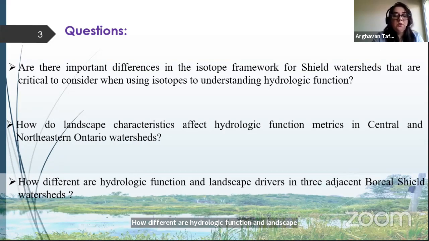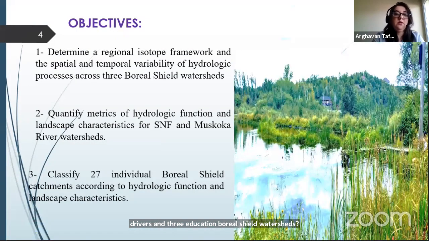So according to these questions, the objectives of my research were to determine a regional isotope framework and the spatial and temporal variability of hydrologic processes across 3 boreal shield watersheds, to quantify metrics of hydrologic function and landscape characteristics for SNF and Muskoka River watersheds, and finally to classify 27 individual boreal shield catchments according to hydrologic functions and landscape characteristics.